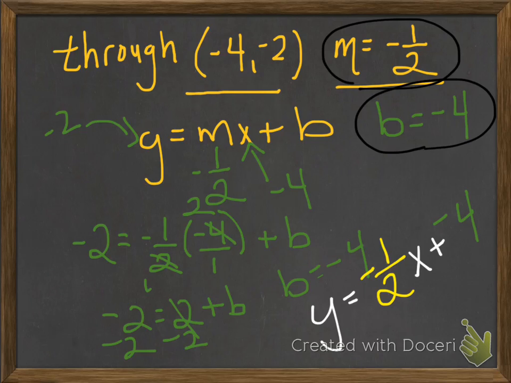Now when the b is -4 and the b is negative, I don't write the plus. I just write it like that. So your final answer is right here. We have y is equal to -1/2 x minus 4. That's it. That's our review.